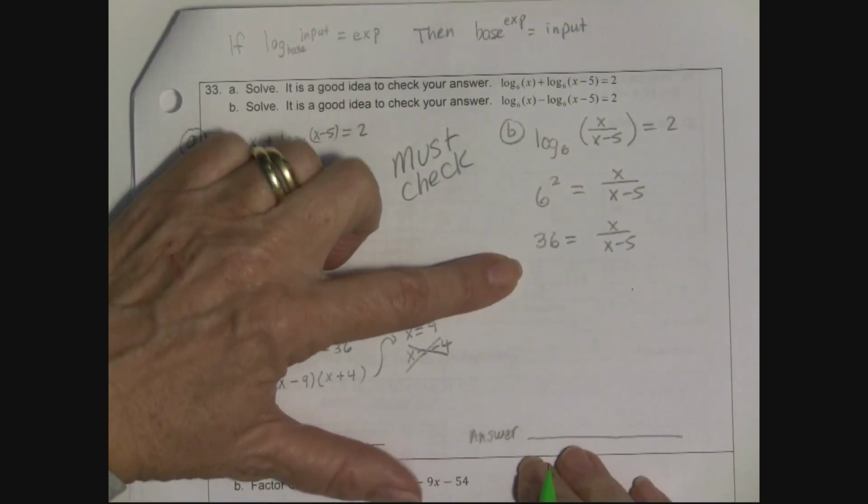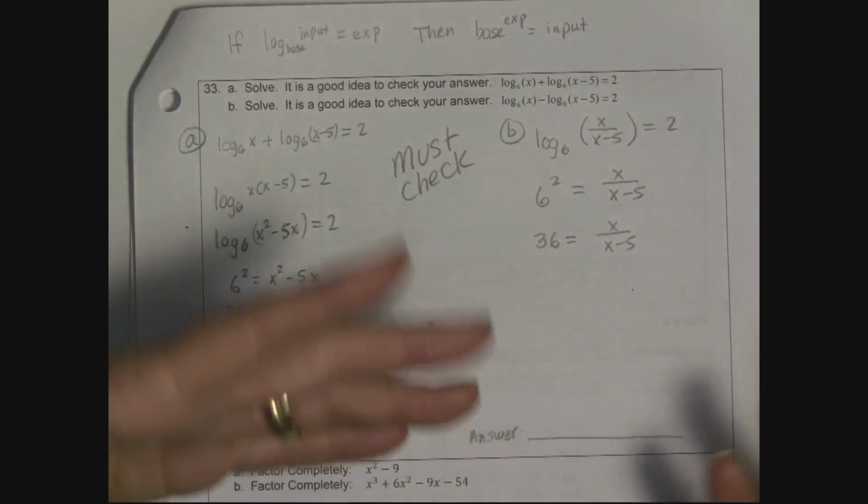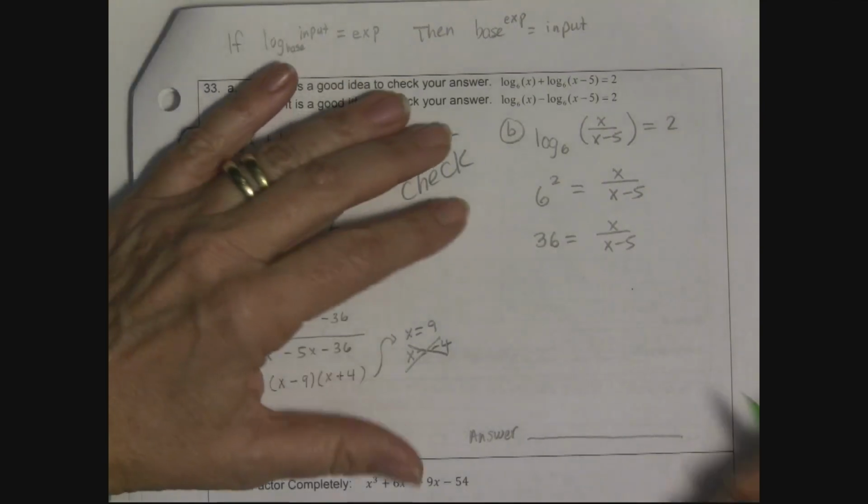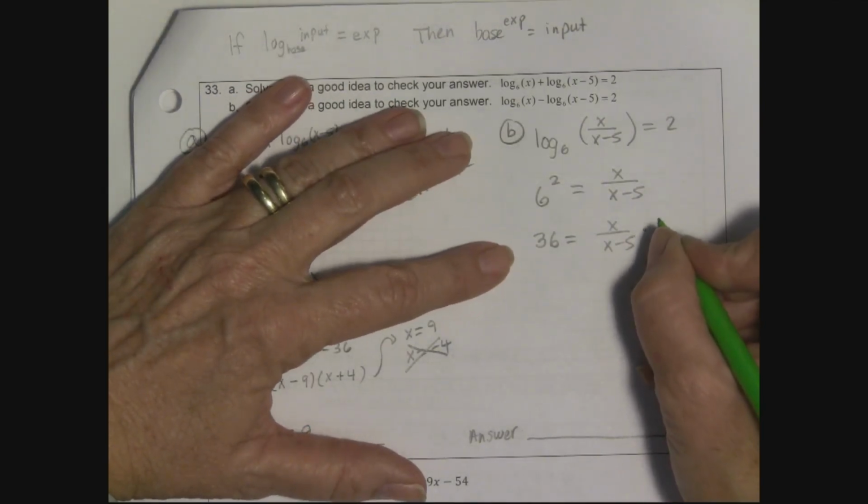And how you solve this is you multiply by the denominator. I only have one denominator, and it's x minus 5. So I'm going to multiply right here by x minus 5.